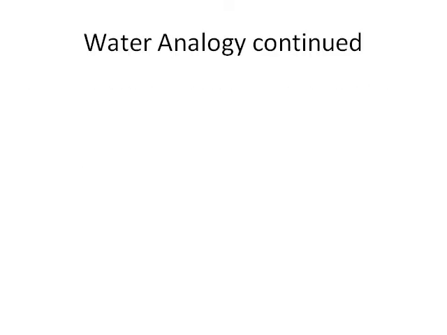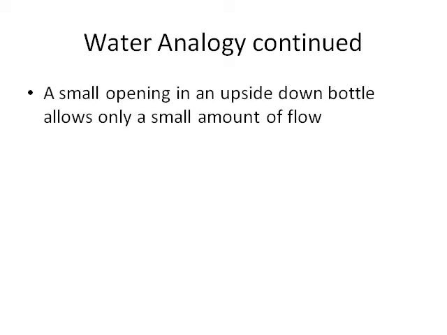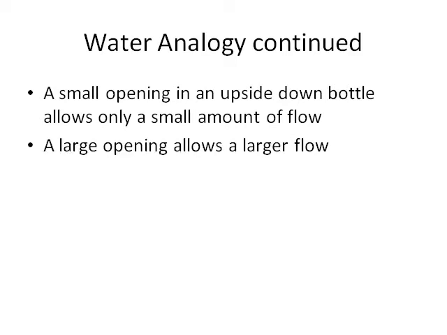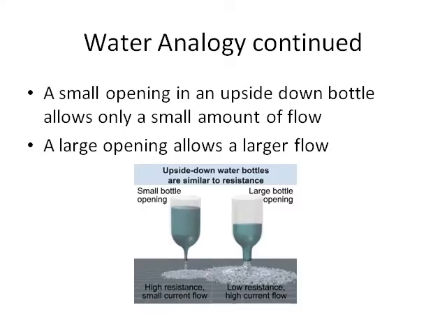To continue our water analogy, if I turn a water bottle upside down and I put a small opening, there's only a small amount of water that can flow. On the other hand, if I take the whole cap off, a larger opening allows for larger flow. You can see here that both bottles start with the same volume of water. The one with the large opening has a high current flow because it has low resistance. The one with the small opening has small current flow because it has high resistance.